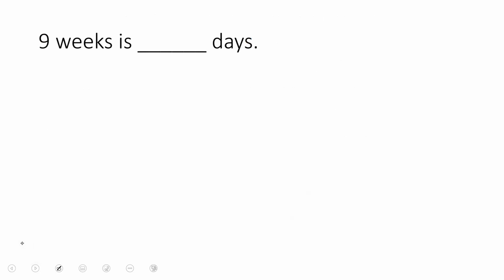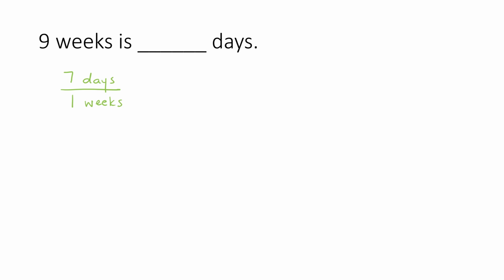Okay, so let's start with this problem. It says 9 weeks is blank days. Basically, we're asking ourselves how many days are in 9 weeks? Well, do you know how many days are in 1 week? Yes. There are 7 days in 1 week. And this is a unit rate because we know that there's 7 days, 7 of the first unit, for every 1 week, for 1 of the second unit.